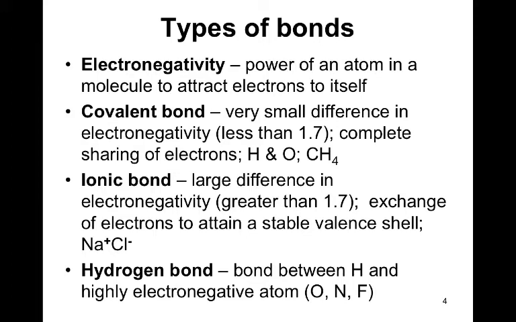In this example, the sodium atom in sodium chloride is donating its one valence electron to the chlorine atom. This creates a sodium cation, or a positively charged sodium ion, and a chloride anion, or a negatively charged chloride ion. Notice that the net charge of the resulting compound is 0. Ionic bonding happens when the difference in electronegativity of two atoms is greater than 1.7.